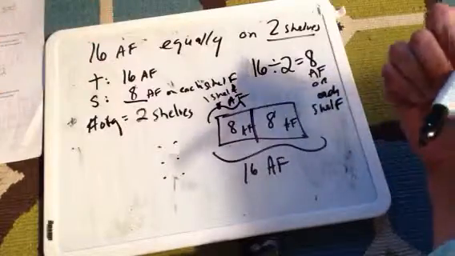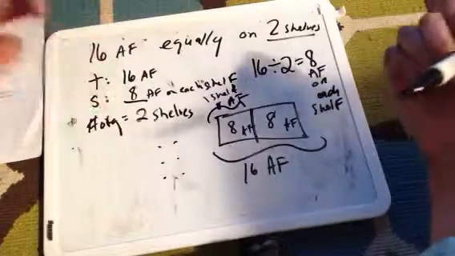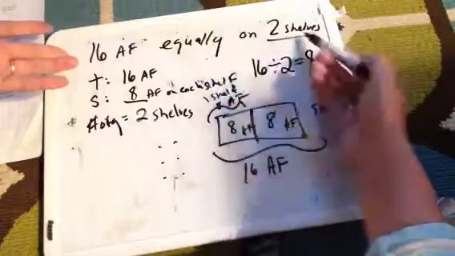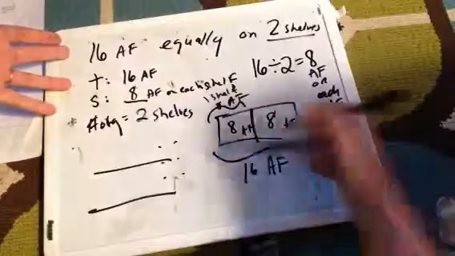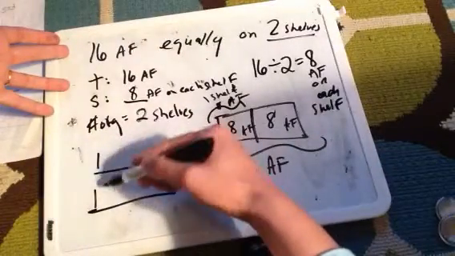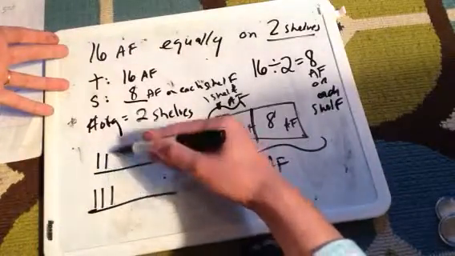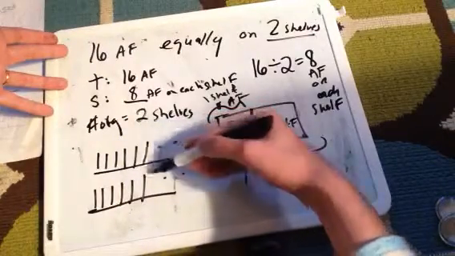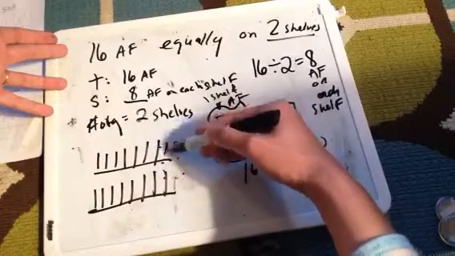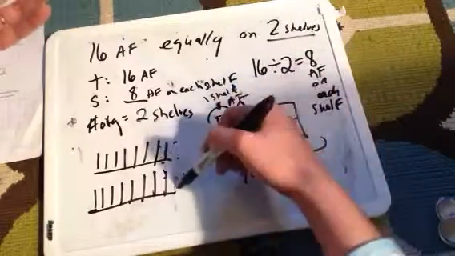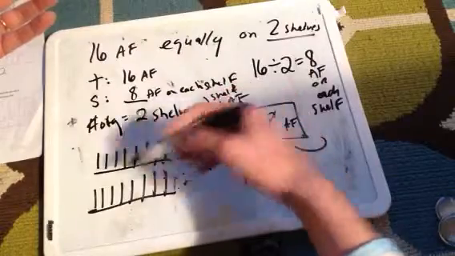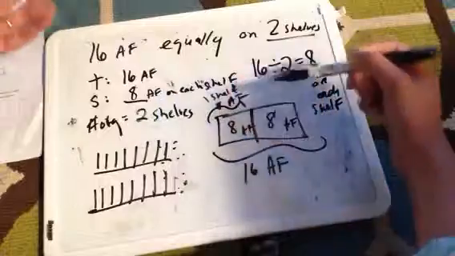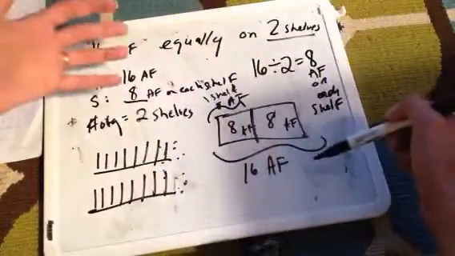If worse comes to worse and your brain is like, I have no idea what's going on, then simply draw it. You have 16 action figures and there are 2 shelves. Here's a shelf, here's a shelf. 1 action figure, 2, 3, up to 16. And then you go, oh, okay, there are 2 shelves, and that's 8 action figures and that's 8 action figures. That's only if worse comes to worse. Otherwise, you should be able to do the rest of this.